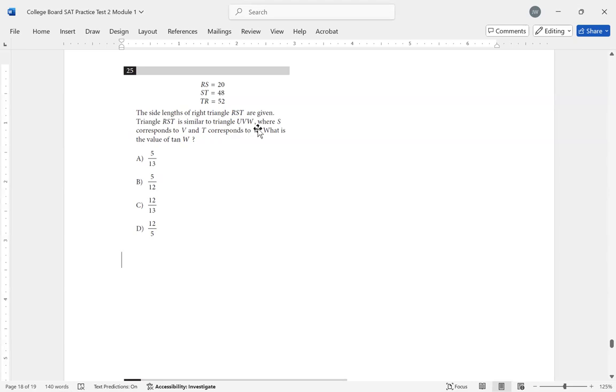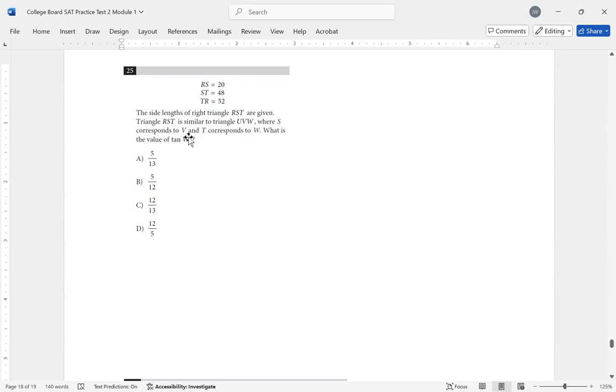Now, before I go into anything, you'll notice that because this is a right triangle, the longest side is going to be the length of the hypotenuse. So TR is going to be my hypotenuse. RS and ST are going to be my legs. And so we'll write that out, and then we'll see how that is similar to UVW.